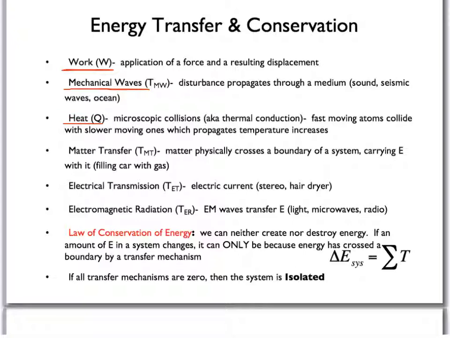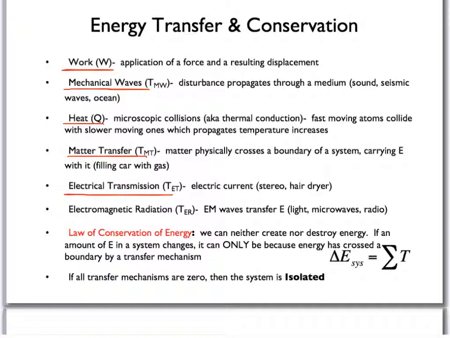Heat is another. Heat are those microscopic oscillations or collisions. Basically, the more the particles are bouncing around within an object, the warmer that object is going to be. So you have that thermal conduction. These are fast-moving objects that collide with the slower-moving ones and then propagate that temperature increase. Again, another means of transferring energy. Matter transfer is another, where matter is physically transferred across a boundary of a system, carrying energy with it, like filling your car with gasoline.